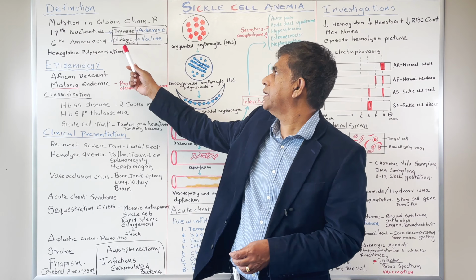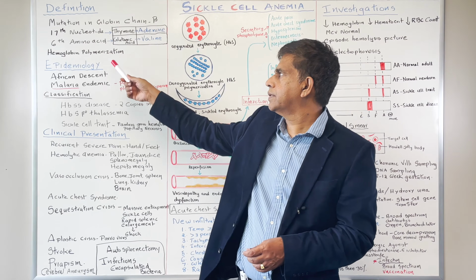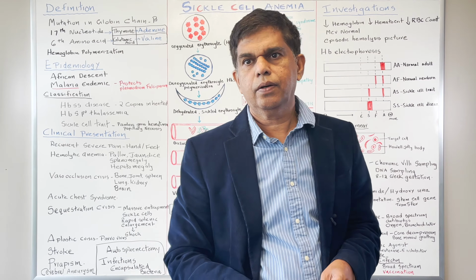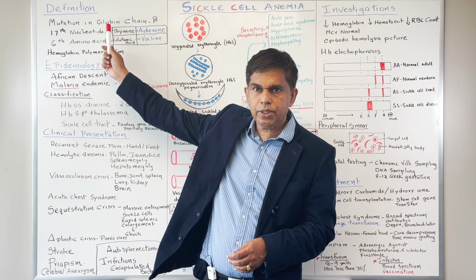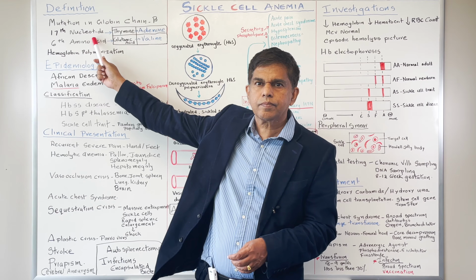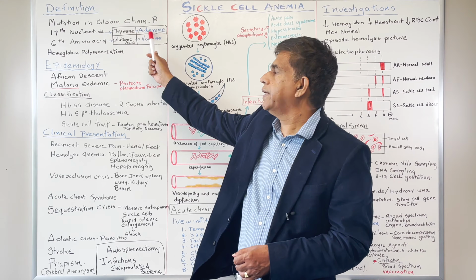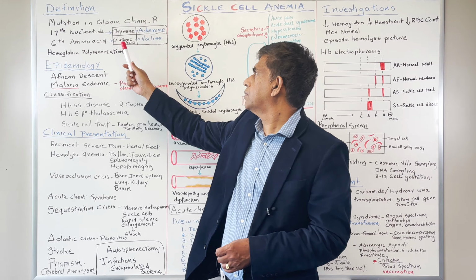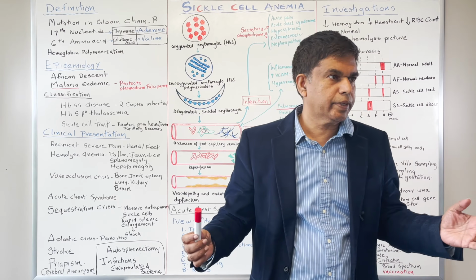Then next is the 6th amino acid. What happens over here? Glutamic acid is converted into valine. We need to know that. What does that result in? Hemoglobin polymerization. So let's go back again: the mutation in the beta chain, on the 17th nucleotide, thymine is replaced by adenine. On the 6th amino acid, glutamic acid is replaced by valine, which results in hemoglobin polymerization.